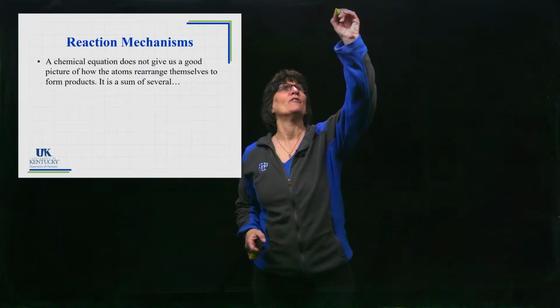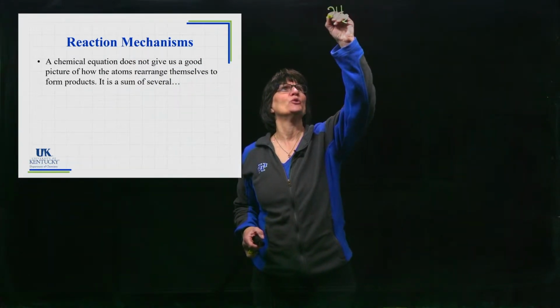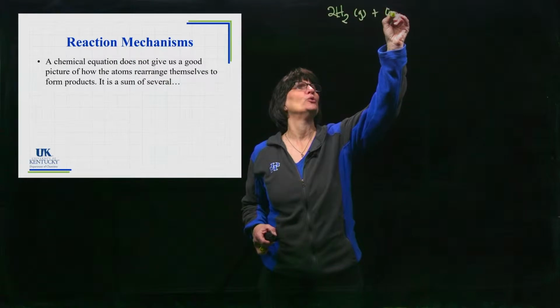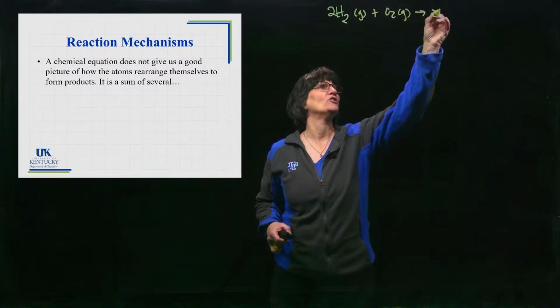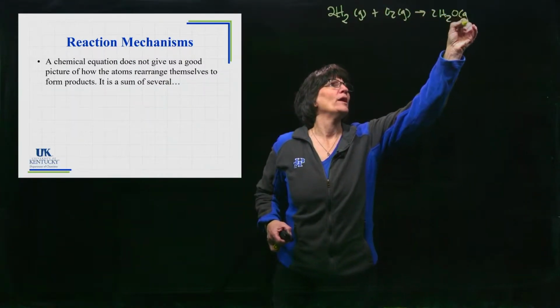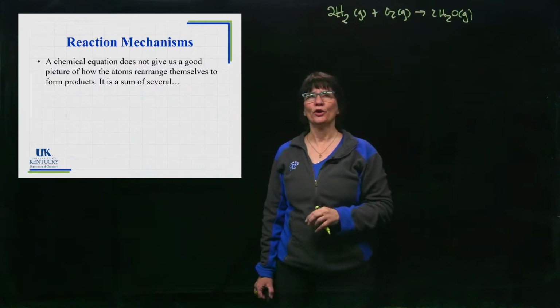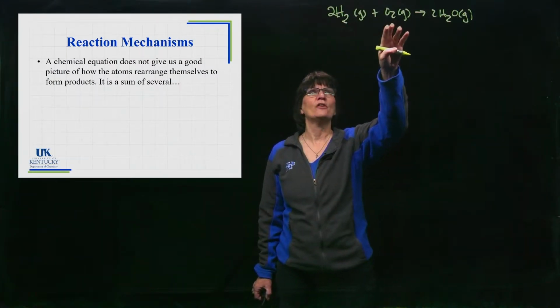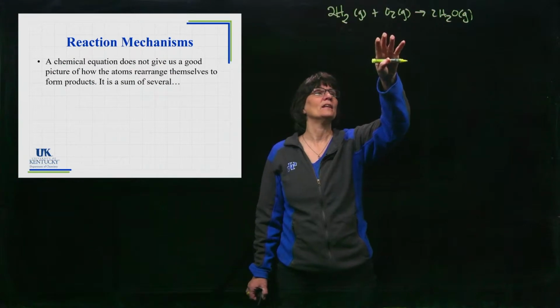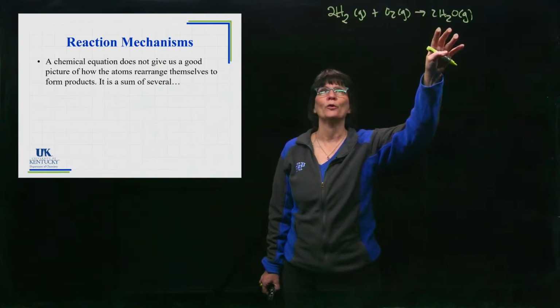Let's say we have 2H2 plus O2 going to 2H2O. We know that collisions have got to occur. We have hydrogen and oxygen somehow needing to collide and in the process making water.